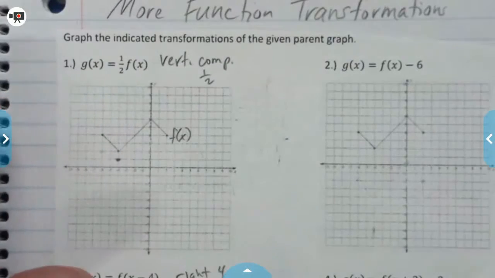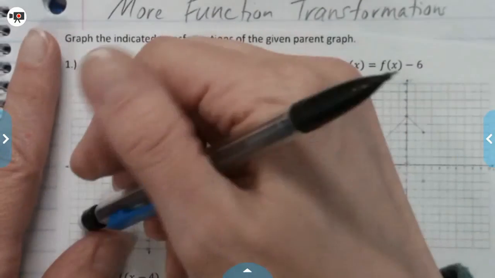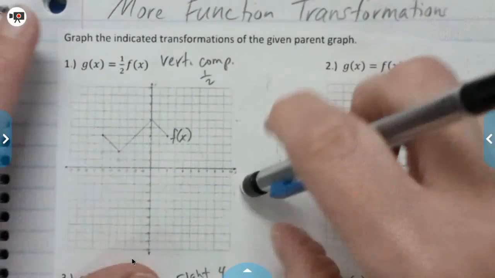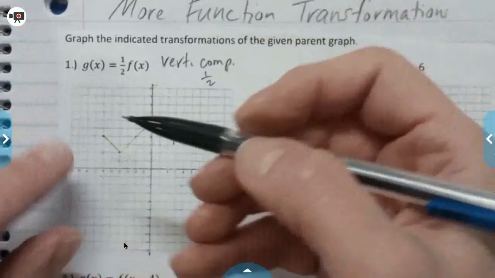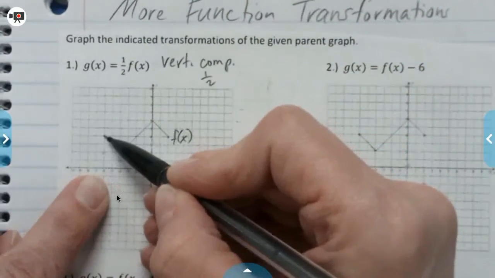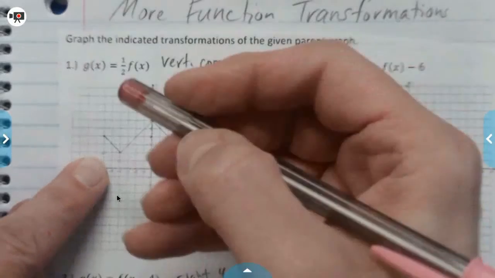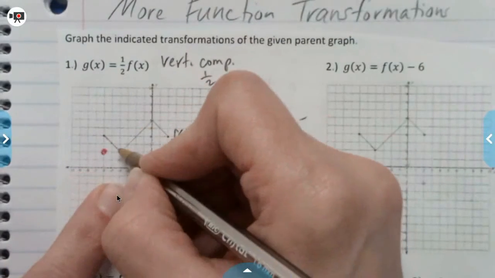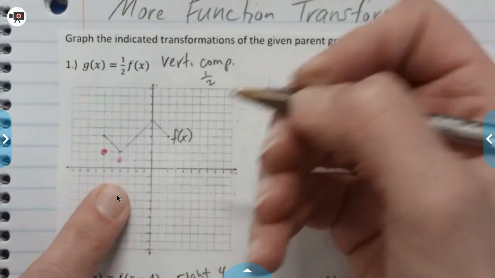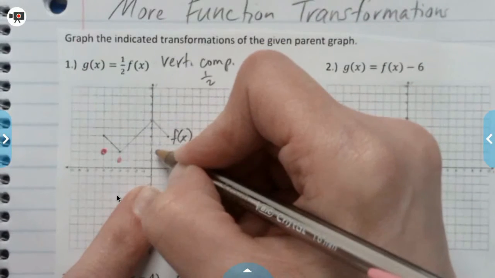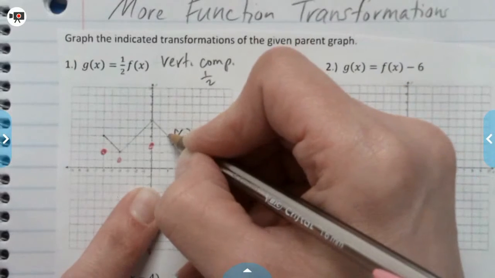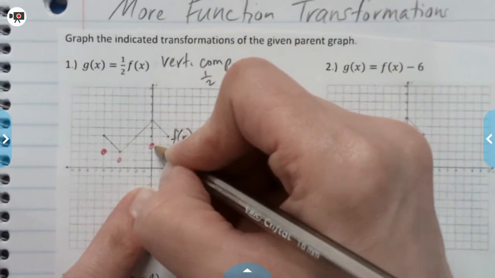What that means is I'm going to take all of the y values that are here and do half of them. This one is up at 4. I'm going to take half of that and make it 2. This one's at 2, I'm going to make it 1. This one is up at 6, I'm going to make it 3. And this one's at 4, so I'm going to make it 2. And then I will connect these.